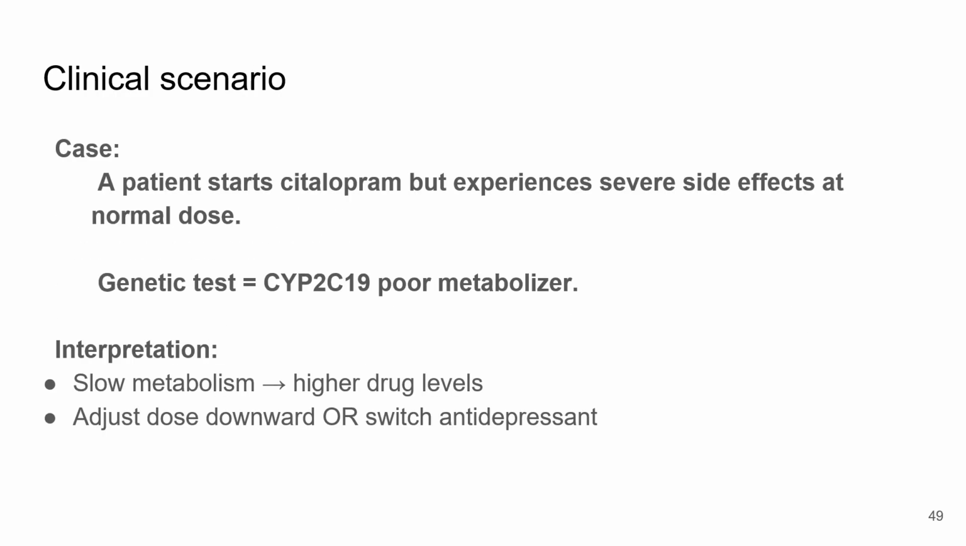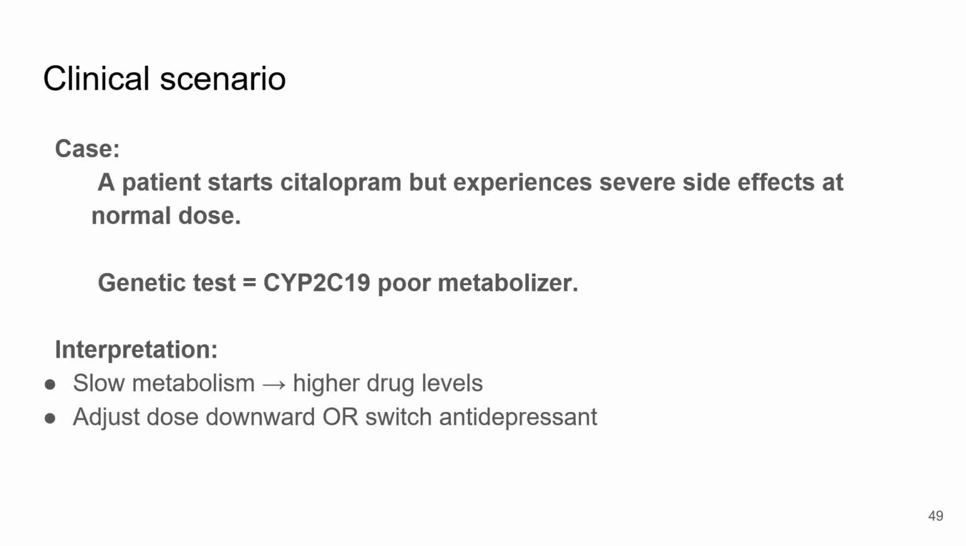Okay, so let's try to apply this to a real scenario. Let's say a patient is started on citalopram at a standard dose, but quickly develops a significant side effect, such as nausea, dizziness, QT-related symptoms, those are cardiac symptoms, despite appropriate prescribing. And so this patient happens to be able to get genetic testing, and it reveals the patient is a CYP2C19 poor metabolizer. So clinically, this means the patient breaks down citalopram more slowly than expected.